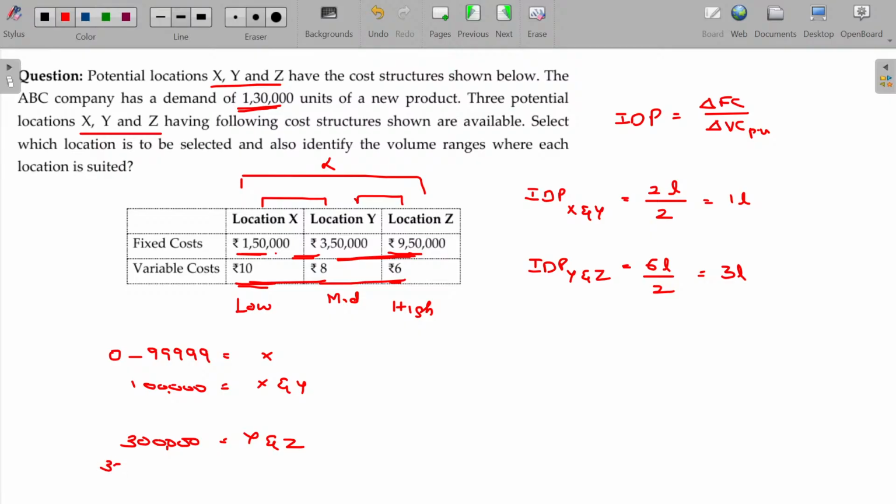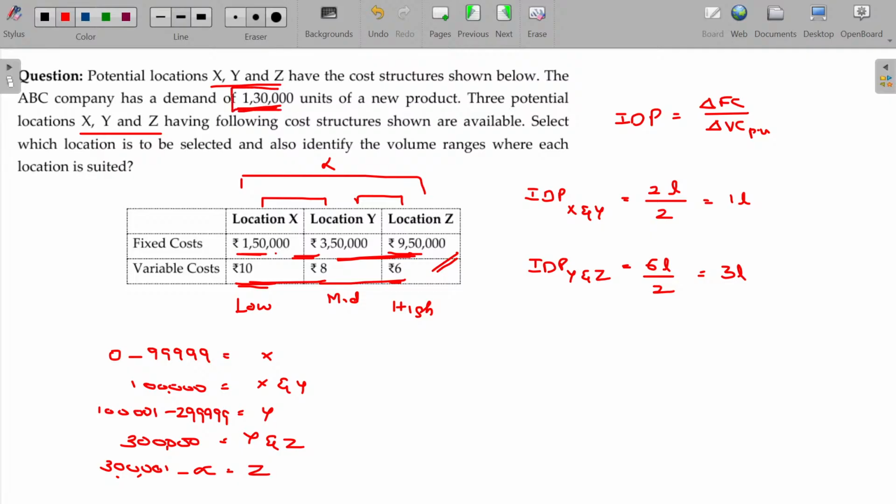If it is more than 3 lakhs, definitely high demand will be suitable for the highest fixed cost with the lowest variable cost. So Z will have such a combination, so it will be suitable for this range. In between this gap, 1 lakh to 2 lakhs 99,999, Y will be suitable, with X before it and Z after it.